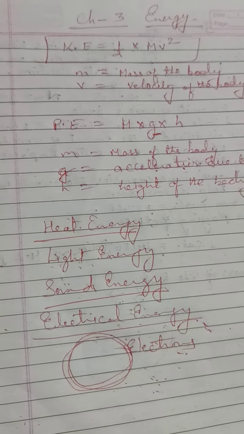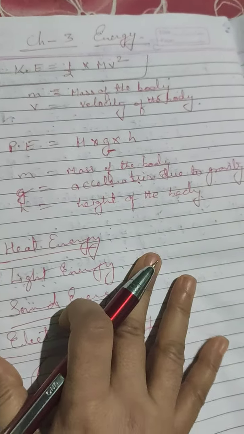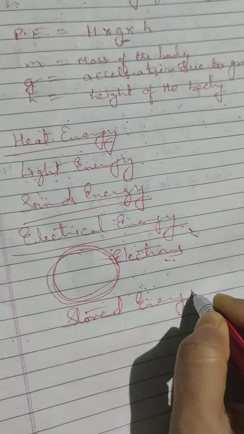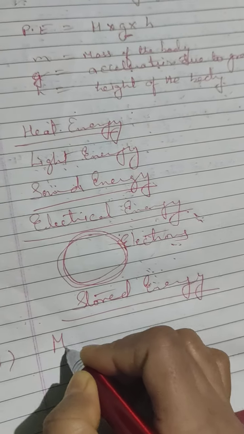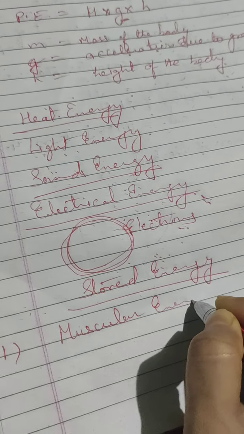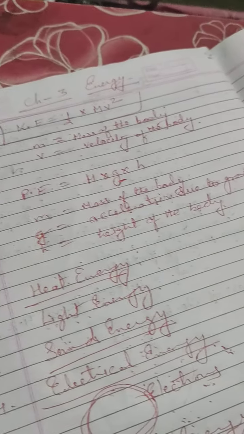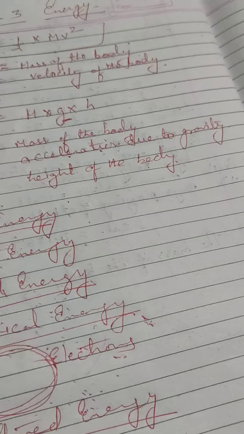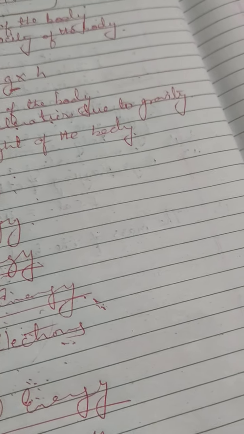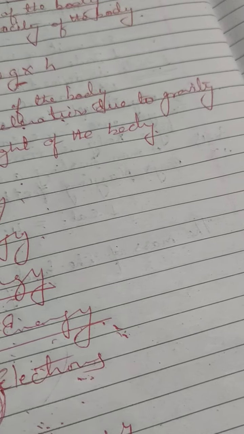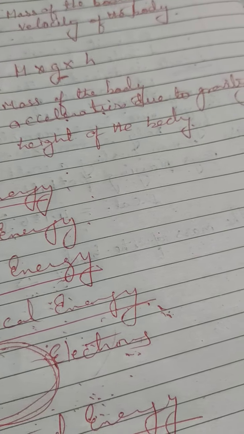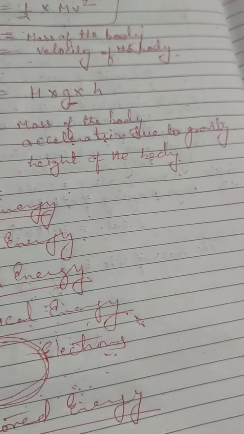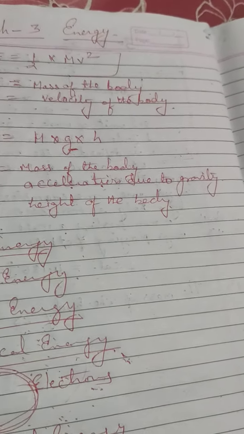Now, stored energy. What is stored energy? Potential energy is also known as stored energy. Already I have explained. The first is muscular energy. Muscular energy, you understood, I hope. The energy stored in the muscles of our body is called muscular energy. We obtain the energy from the food we eat. We eat food to get energy, and when we get energy, we are able to do any work by our muscles.